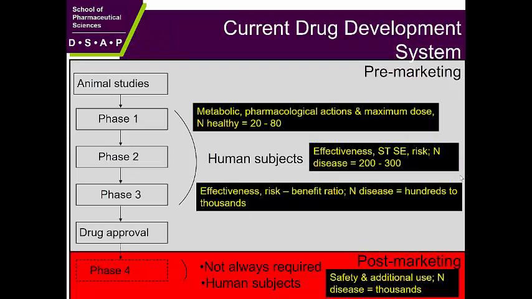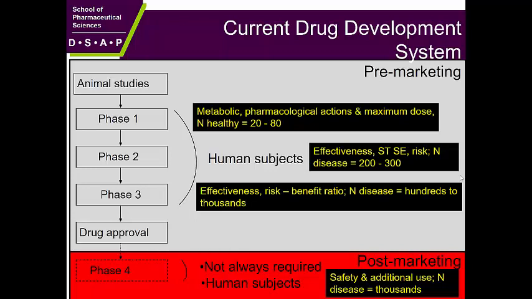As you know, there are two distinct phases in the current drug development system, which is the pre-marketing, before the drug can be used by the general public, and post-marketing, when the drug is being used by the general public.